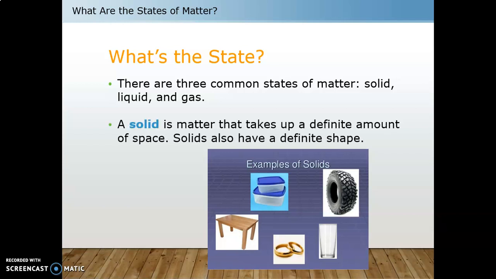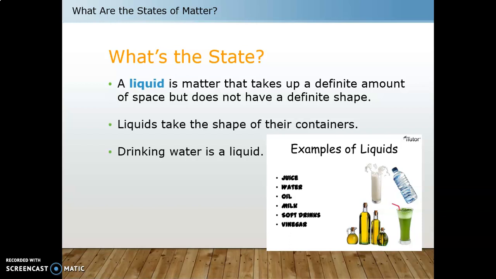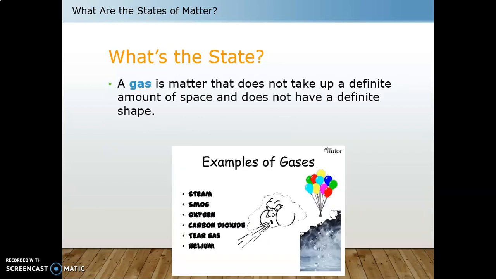Now, solids are the state of matter that can keep their shape, like ice. And the liquids take the shape of the container. And these are some examples of liquids, like drinking water. And gases do not have a fixed shape or volume, like the air we breathe.